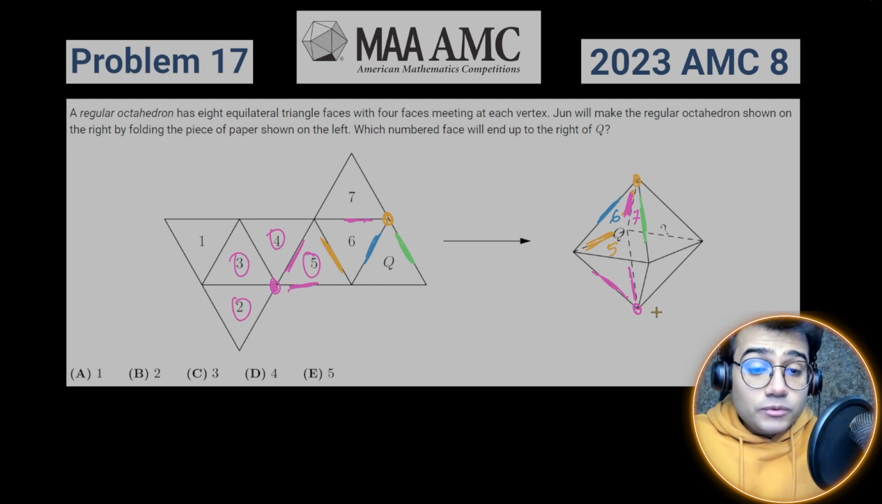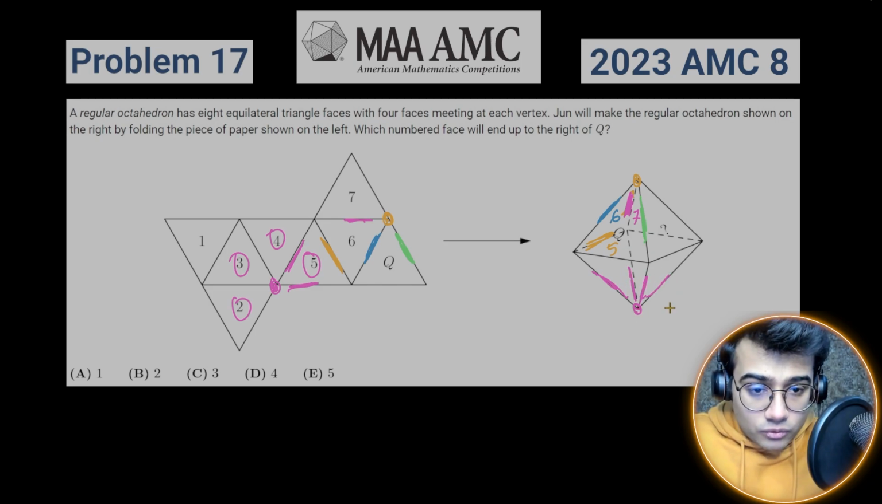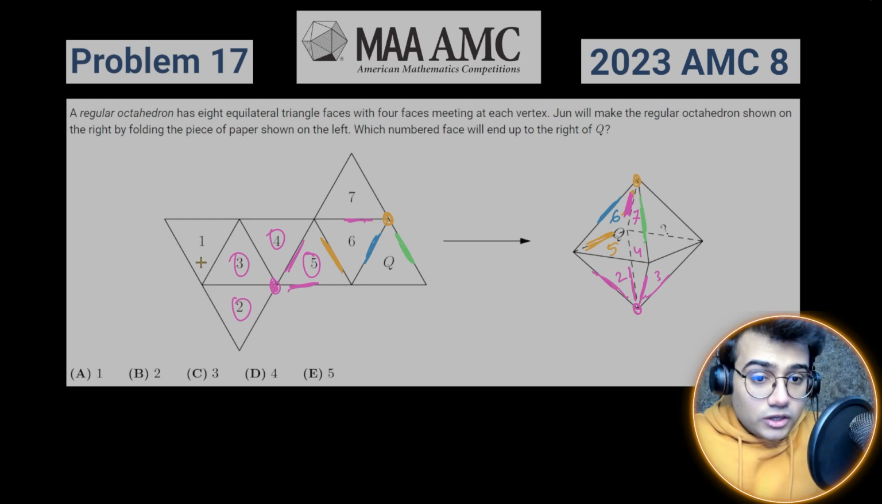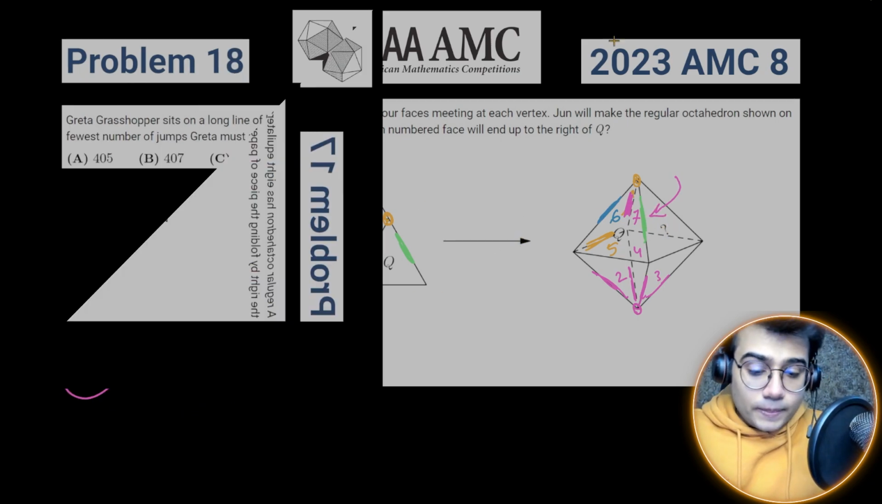So the only number that does not share that dot is 1. So 5, 4, 3, and 2 must be around this pink dot, so they must be here, here, and here. The only one that does not share it is 1, so that must be what comes in this space. So our answer is A.